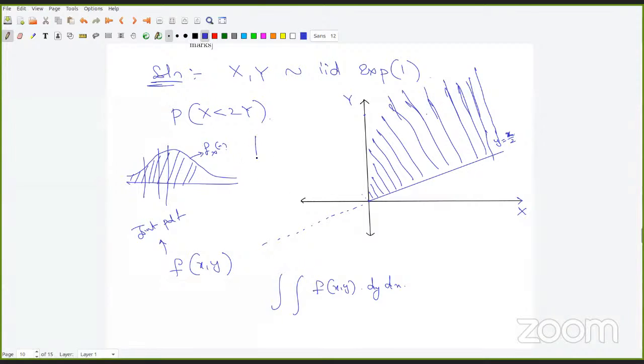Two variables means it's like a 3D thing. So the curve is somewhat like this, and we compute the area, or rather the volume, under this curve. This gives us the probability of the required region. The area under the curve gives us the probability if the curve represents the density function.